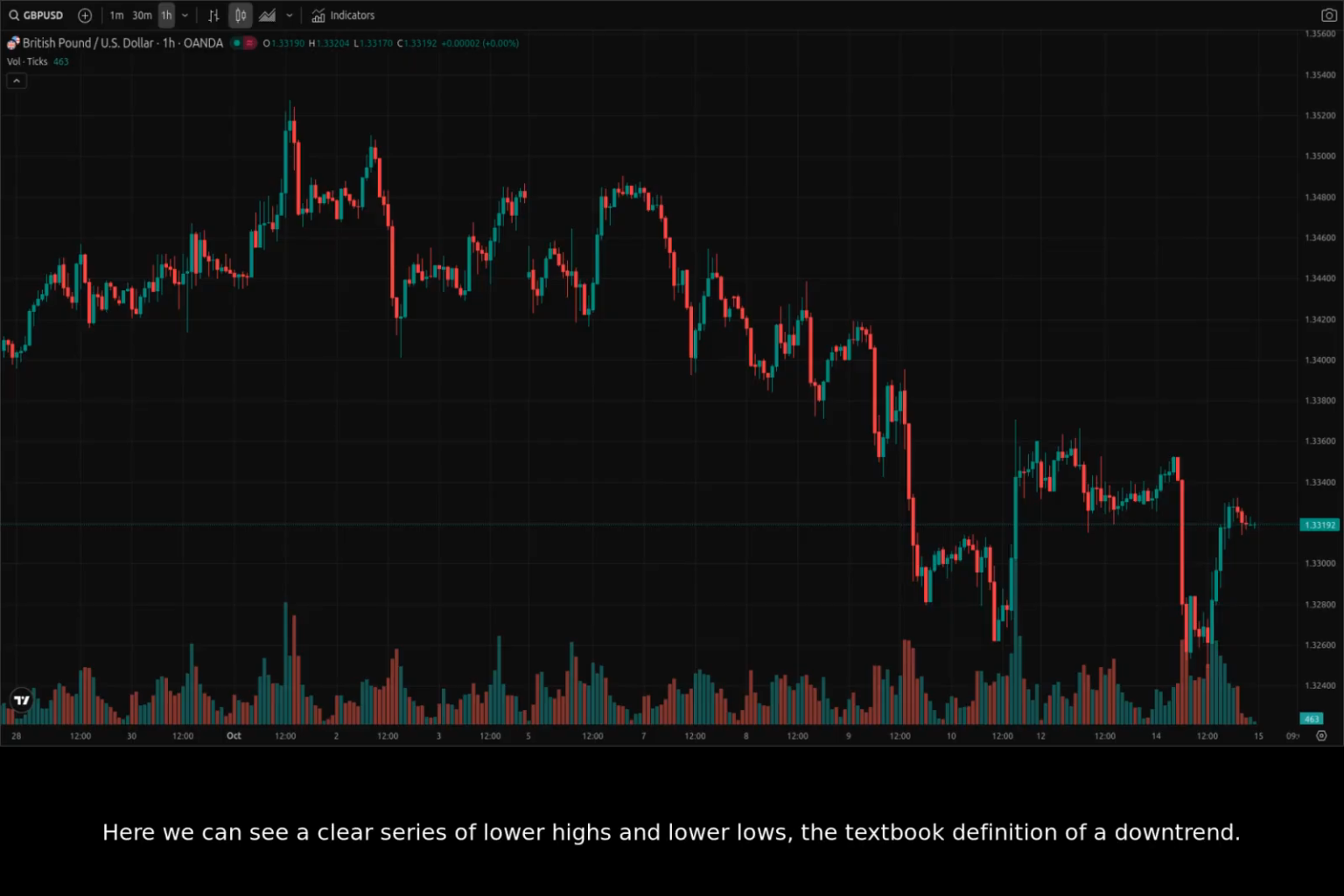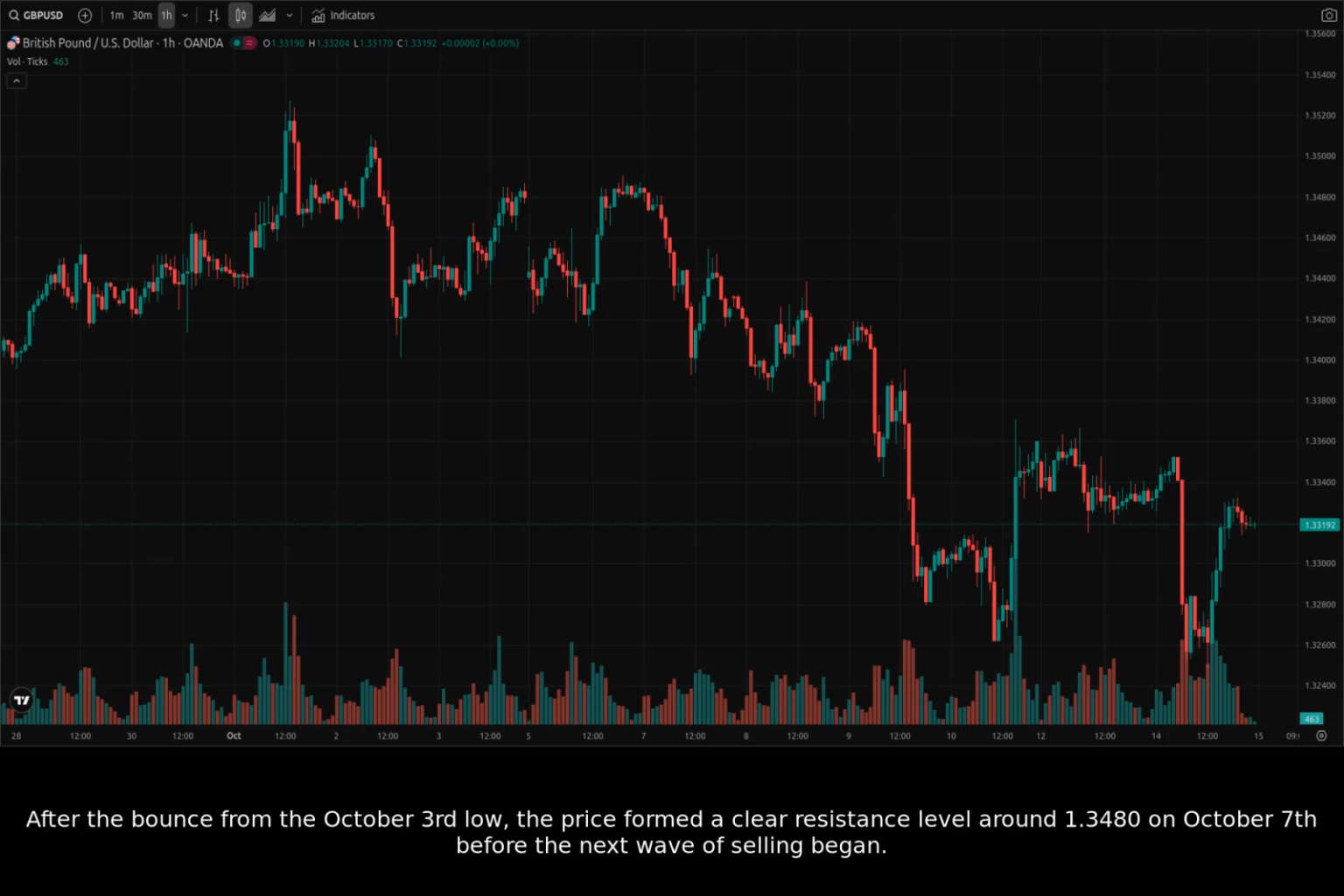Here we can see a clear series of lower highs and lower lows, the textbook definition of a downtrend. The breakdown below 1.3360 at the start of October is very visible here, with strong, impulsive bearish candles. After the bounce from the October 3rd low, the price formed a clear resistance level around 1.3480 on October 7th before the next wave of selling began.